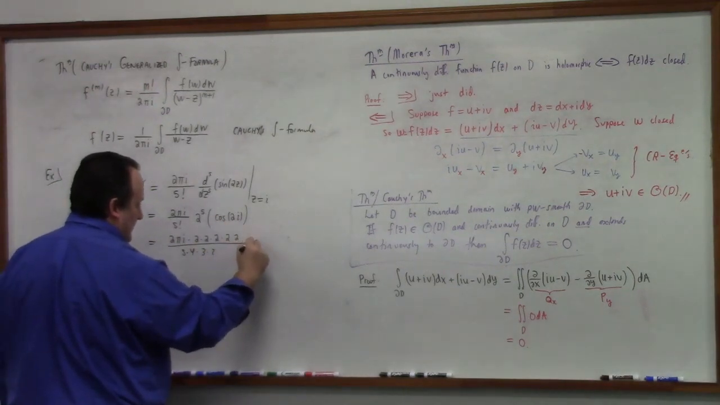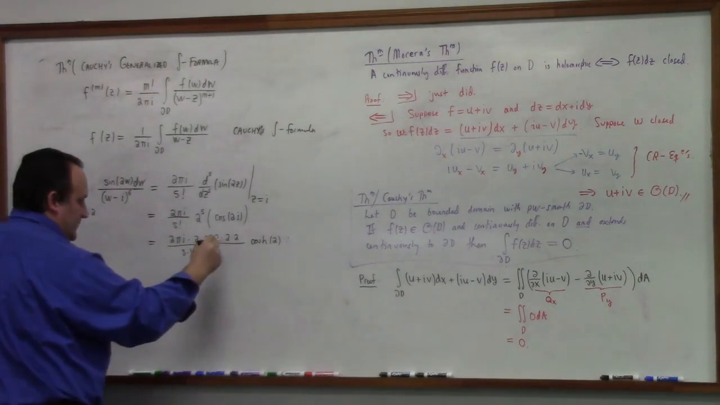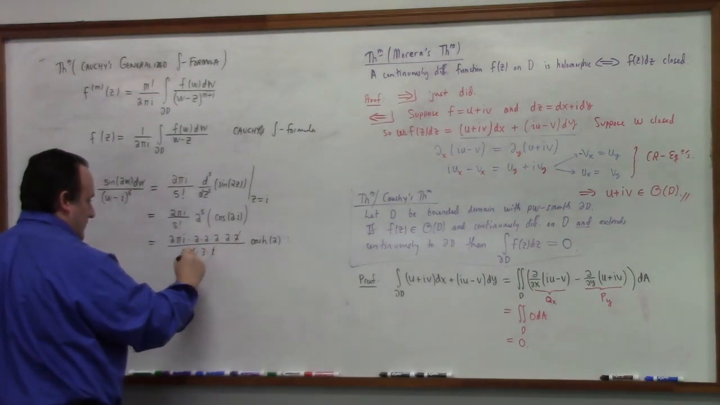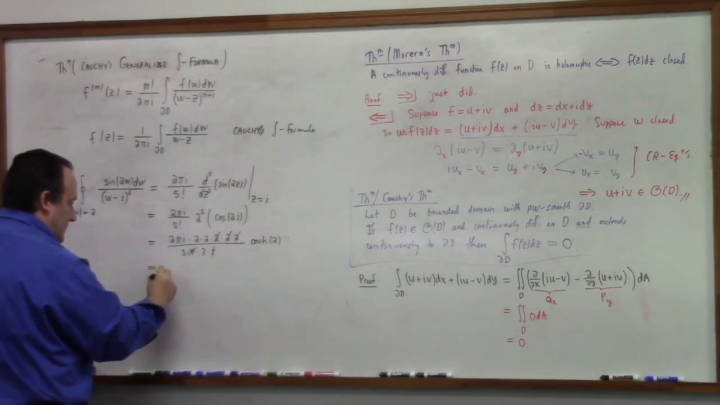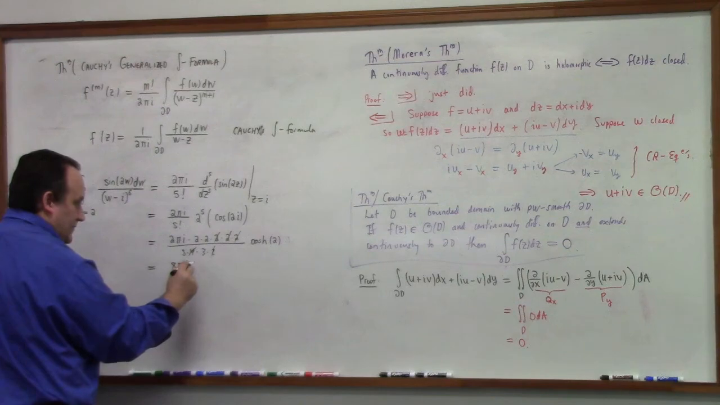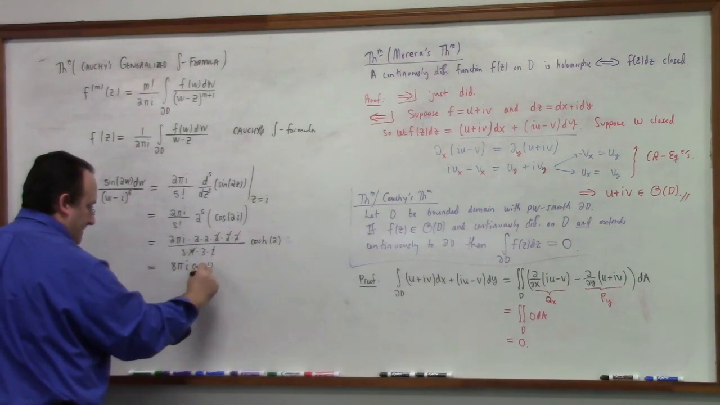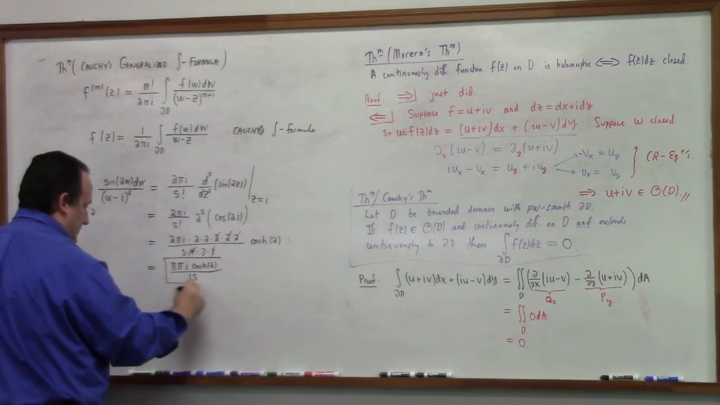That's cosh. Yeah, the 2s cancel. This 4 gets rid of 2 of the 2s. So you get 8 pi i cosh 2 over 15, obviously. There you go.